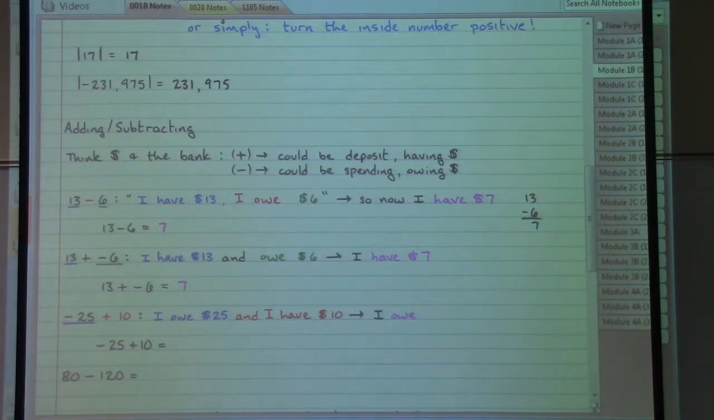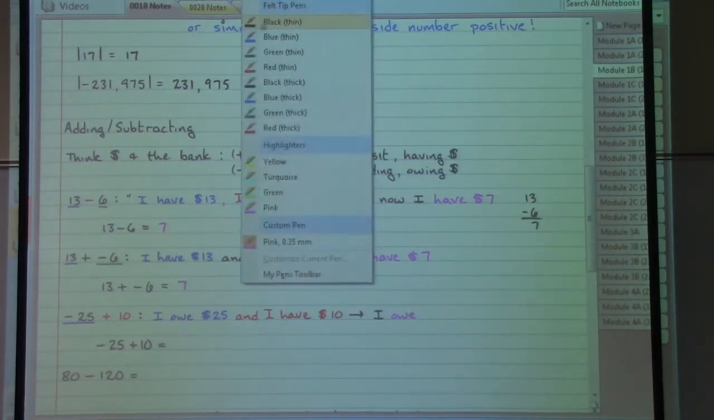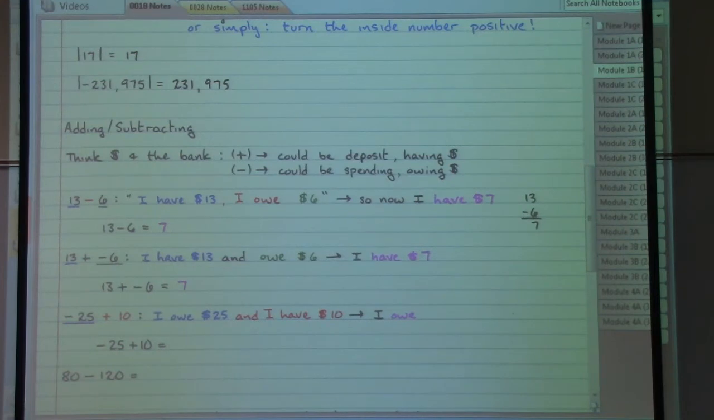Well, I also need to figure out how much money I owe, so I think about, and if I need to, write it off to the side. Well, I start out with a debt of 25, and because I'm able to pay off $10, I'm going to still have a debt of $15. When we owe money, we will have a negative answer, so the answer is -15.